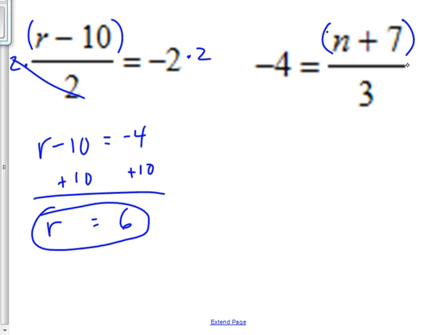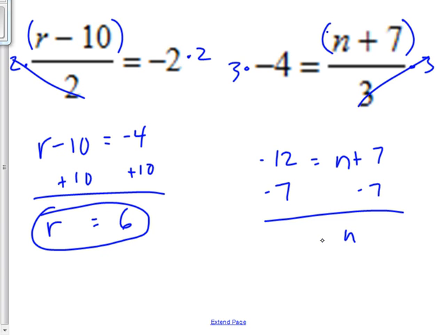All right, throw parentheses around the top. We need to get rid of that 3 first. There's nothing else to get rid of. Drop the 3, open up the parentheses, so n plus 7 is equal to negative 12. Now we can subtract that 7 on both sides, and so we're going to get n is equal to negative 19. Again, always check it.